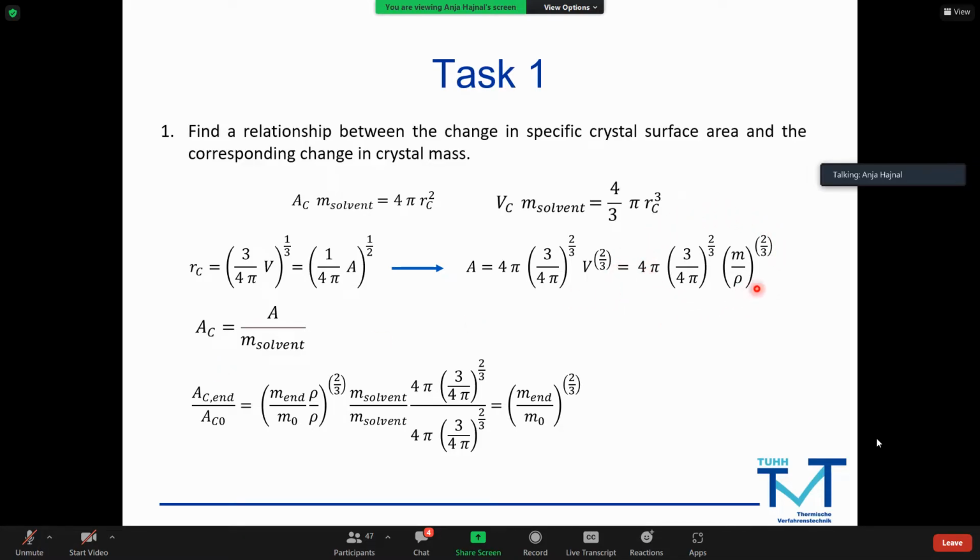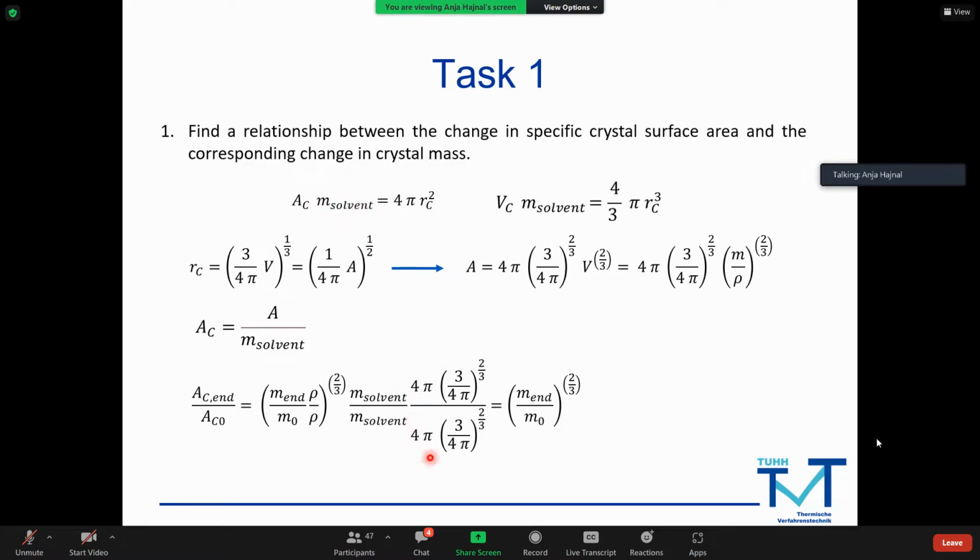Once we have this, this is more or less all we need. Now we just need to relate the end to the initial one, and we proceed to have, now this part becomes the mass of the crystals at the end over the mass of the crystals at the beginning, times their density. The density of our material is the same, to the power of 2/3. The mass of the solvent is simply coming from here.